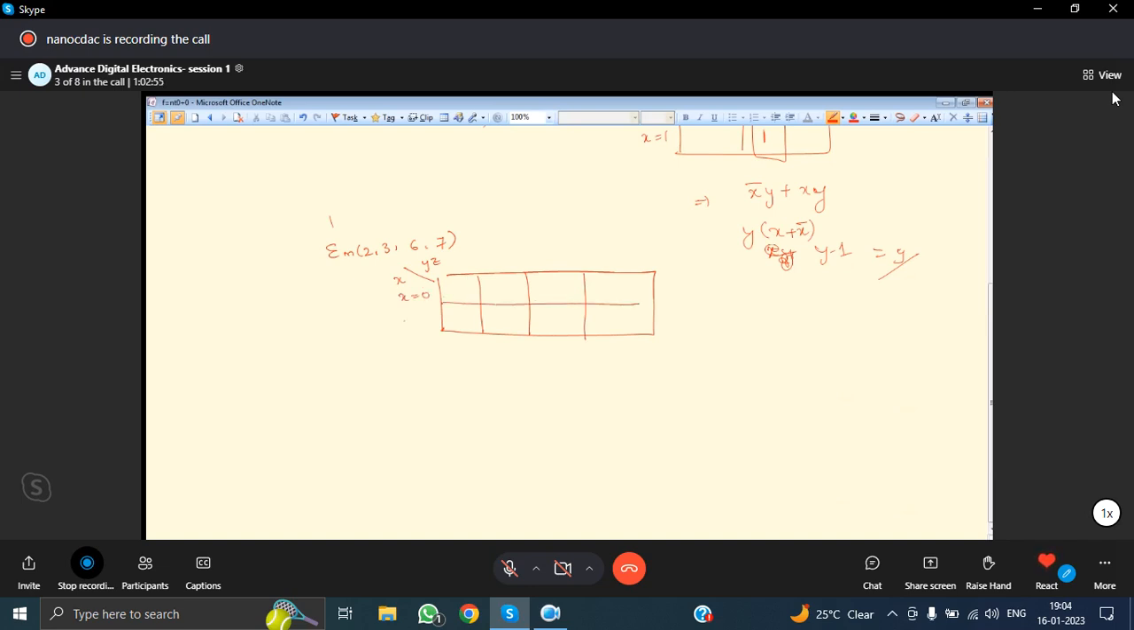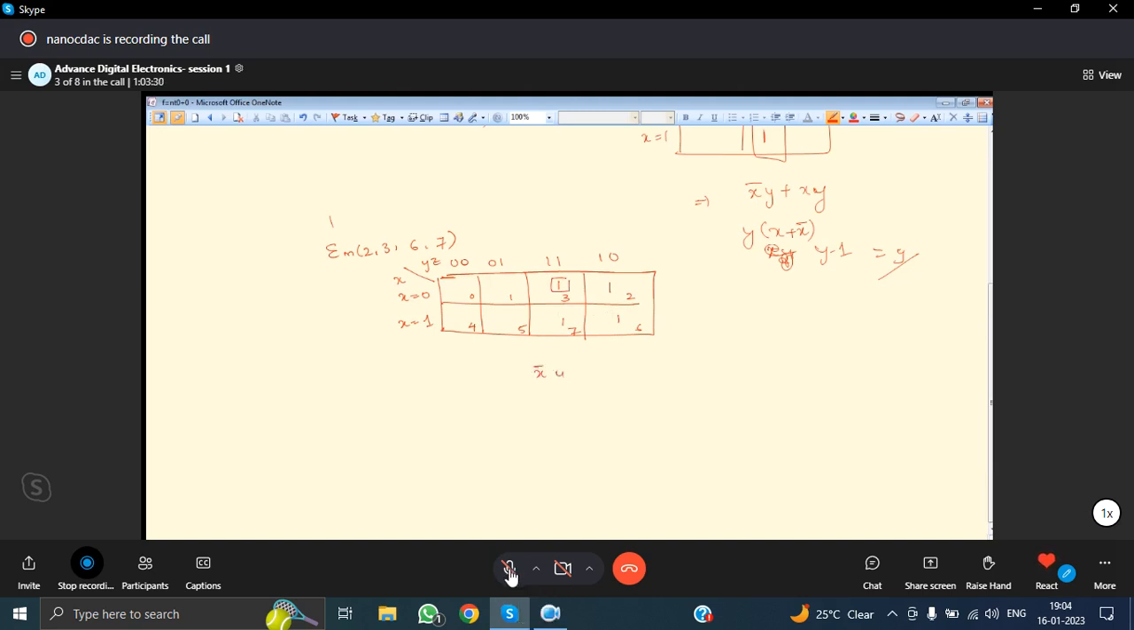Here x is equal to 0, x is equal to 1. Okay, so what comes here? 0, 0, 0, 1, and here 1, 1. So this is 0, 1, 2, 3, then 4, 5, 7, 6. 2, 3, 6, 7 are coming here. So tell me the corresponding equation.